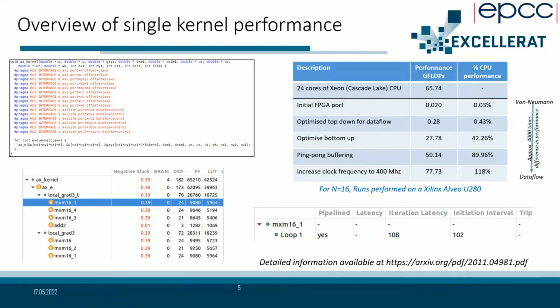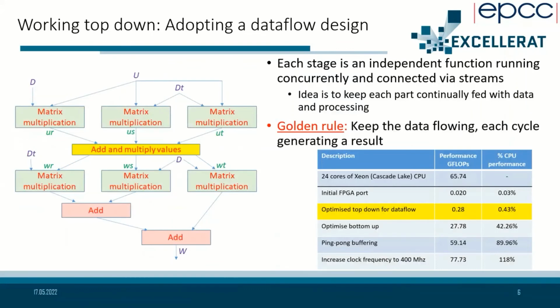The first thing that we tend to look at is working top downwards. So reorganizing the algorithm from the high level perspective. So for instance, here, composed of lots of different matrix multiplications. We are breaking these apart, having these as different regions across our FPGA chip that are all running concurrently and streaming data between them. So they're all running at the same time with data being streamed between them, with the golden rule of keeping data flowing through the chip in each cycle.